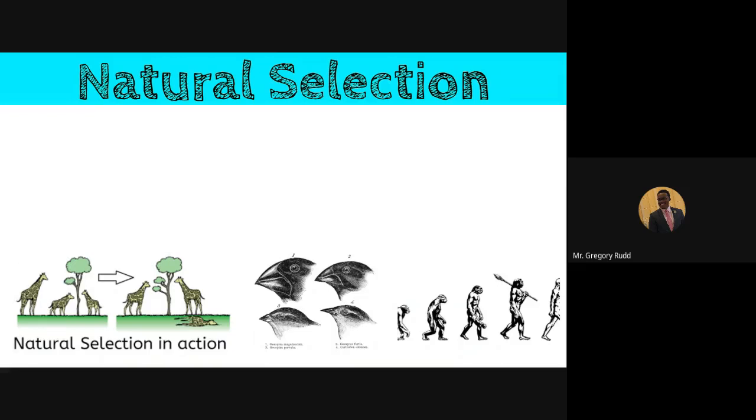So natural selection, we can see natural selection in action just by looking all around us. It's a pretty fascinating occurrence, phenomenon. But I want to know what you all already know about natural selection. What's your background knowledge?